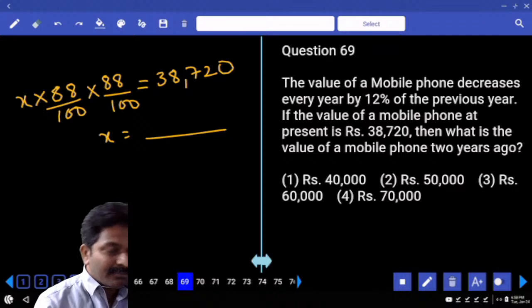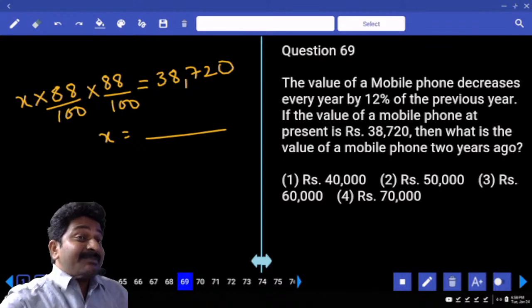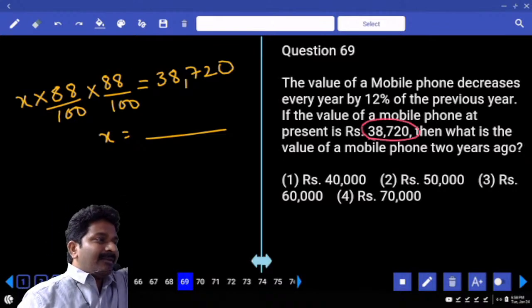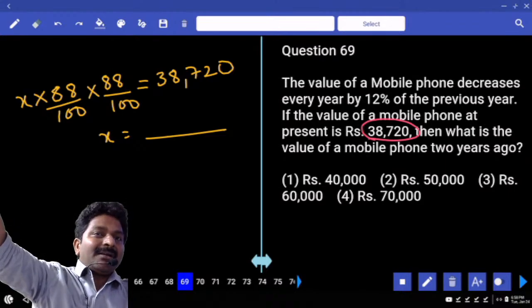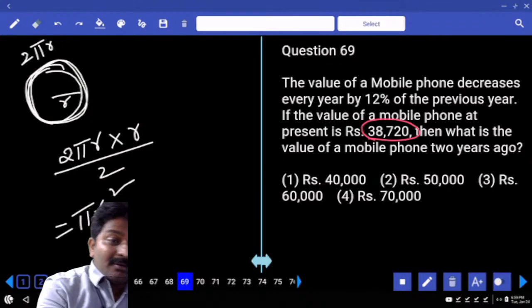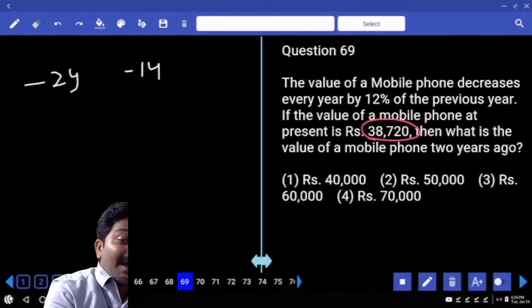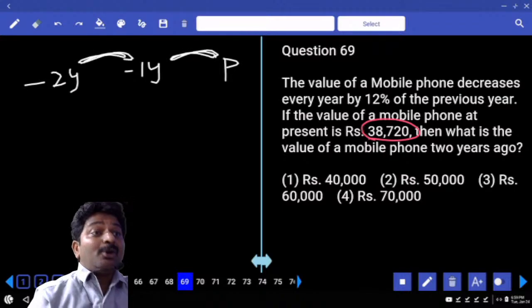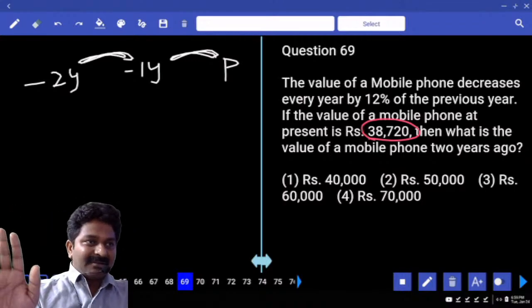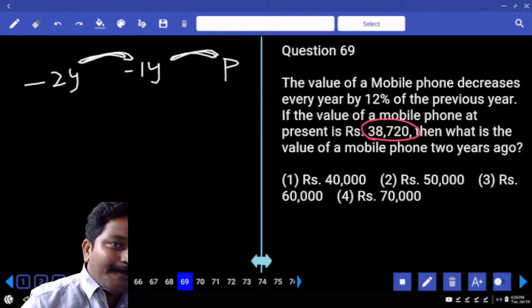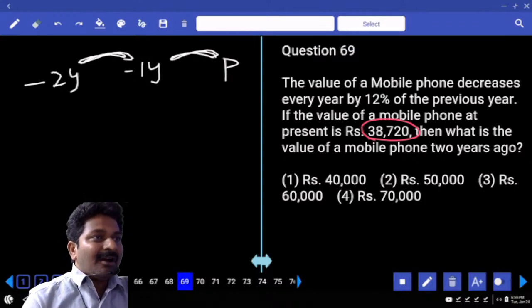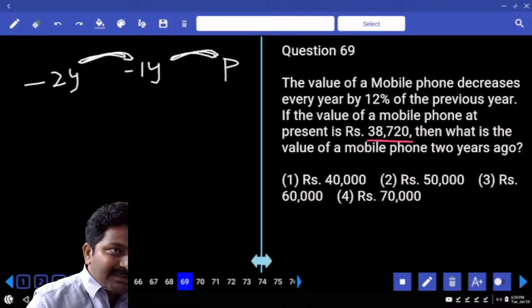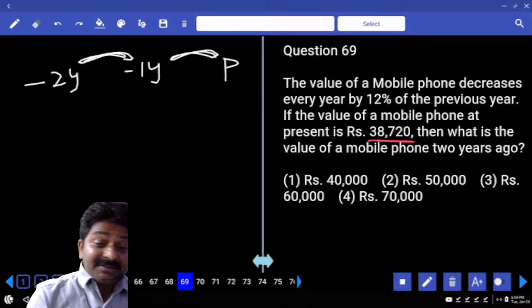Will it take time or not? Leave it. Every year it decreases by 12%, right? We were given present value and asked to calculate 2 years back. So 2 years back to 1 year back, and then present. Here it decreases by 12, here it decreases by 12. Together it is not equal to 24%, but approximately 24%. Can we take that? Yes, approximately 24% it got decreased, and the present value is 38,720. Together for 2 years approximately what percent it got decreased?